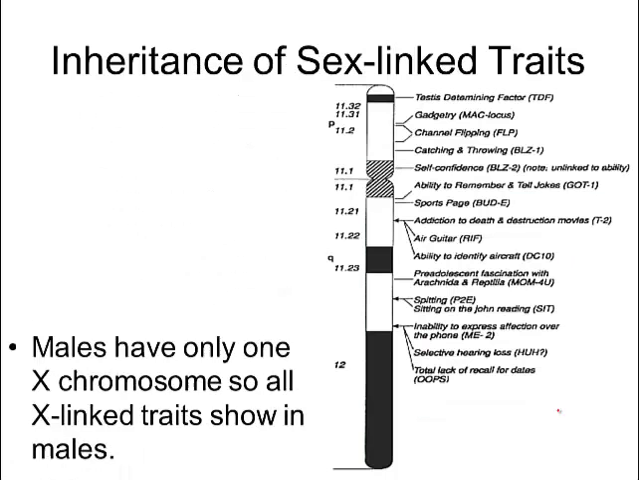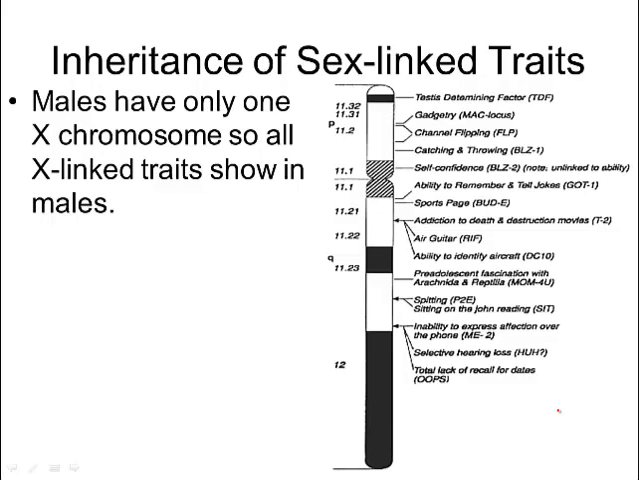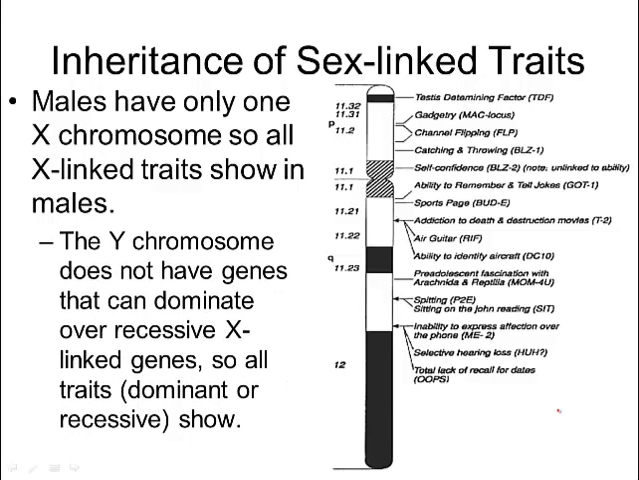All right, so the inheritance of sex-linked traits. Now remember, males only have one X chromosome. So anything that is on that X chromosome, they're going to show. The Y chromosome does not have any genes on it that are going to dominate over the X genes. So whatever is on the X chromosome in a male, they're going to show, whether it's dominant or recessive, because there is no homologous chromosome or homologous alleles to overpower it. For girls, this is a little bit different because we have two X chromosomes, so dominance is going to be a factor. So for males, whatever is on that X, they're going to show it, whether it's dominant or recessive, because the Y chromosome doesn't do anything to overshadow it.